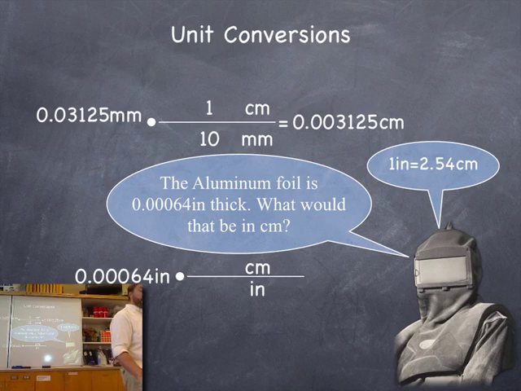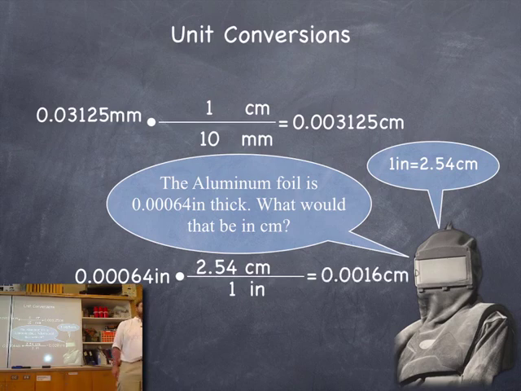I know for every 1 inch, there are 2.54 centimeters. So then it's now just a math problem. And I can get that it is 0.0016 centimeters. And that is the actual standard value for normal aluminum foil. It should be certainly very close to what we had for our aluminum foil. You should make sure you get that down, because I'm going to ask you to do some calculations with that tomorrow. So you've got that value.